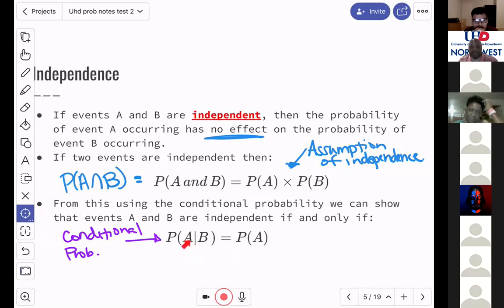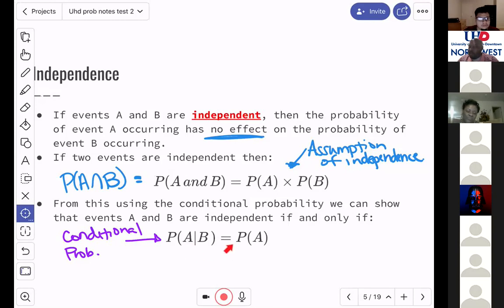Because remember what this says, A given B means what? A given B means that B has already occurred. Now that B has already occurred, now that I have all my males, what's the probability that you're wearing glasses? That should be equal to the probability of wearing glasses independent of your gender. Then what should be true? The proportion of males with glasses should be equal to the proportion of females with glasses. There should be no distinguishing feature between those two, which means they are equal to each other.